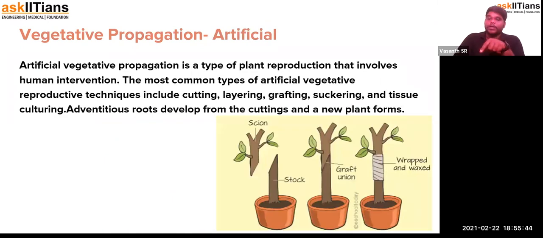So there are artificial methods, which include many steps and involve human action. The previous things we saw in the natural methods don't require any human action. It will happen all by itself. But in the case of artificial, there are some necessary actions that we can do to develop all these things. It involves several methods such as cutting, layering, grafting, suckering, and tissue culturing. All these things we'll see one by one.